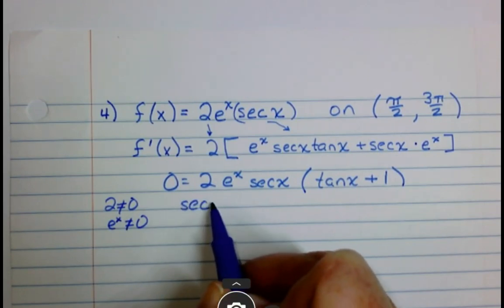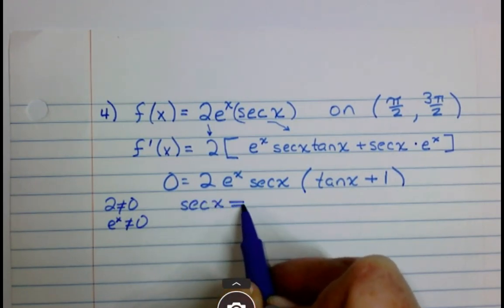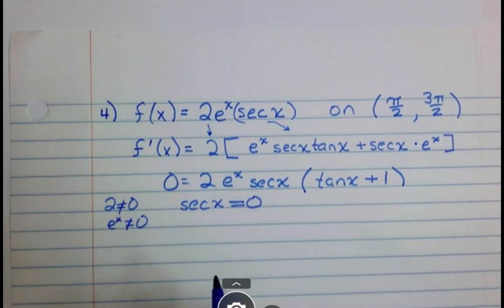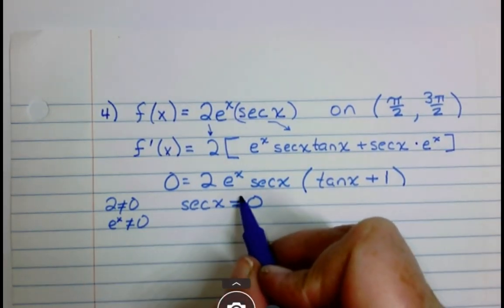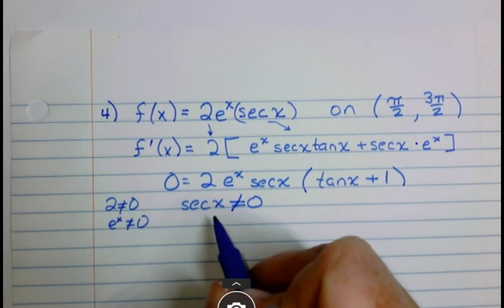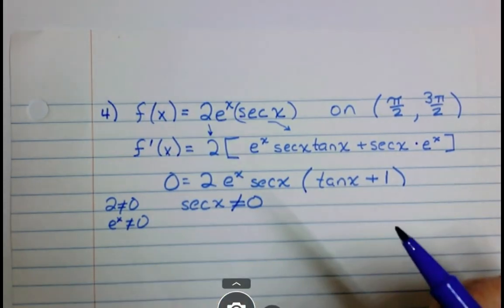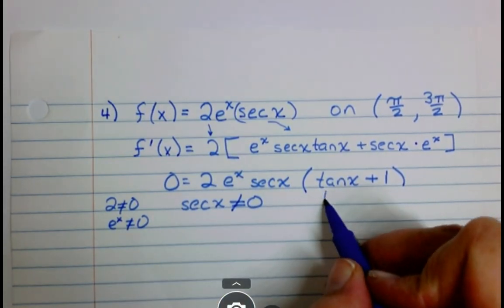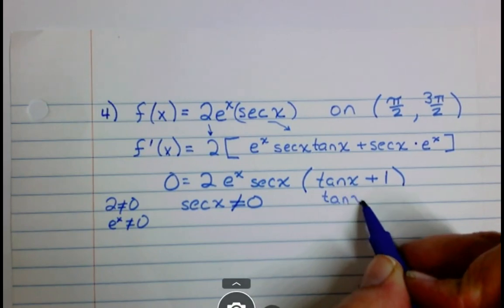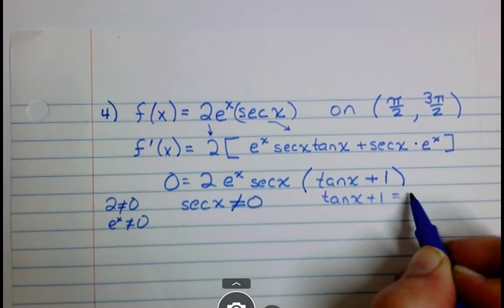What about secant x? Can secant x equal 0? Secant is 1 over cos. So if secant is 1 over cos, then you're never going to get 0 out of it. In fact, secant x is undefined at those points. And so that's going to leave all this hanging on tan x plus 1 equals 0.